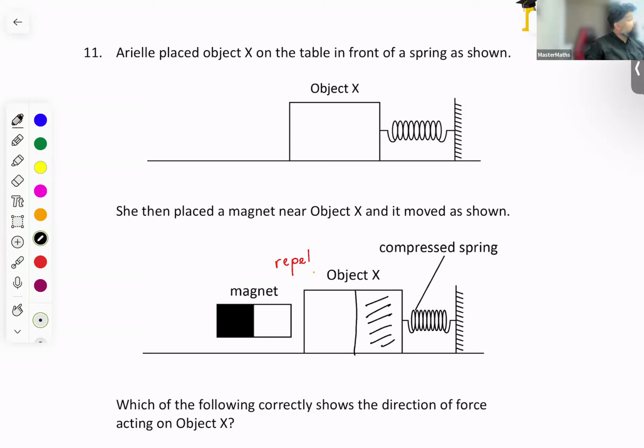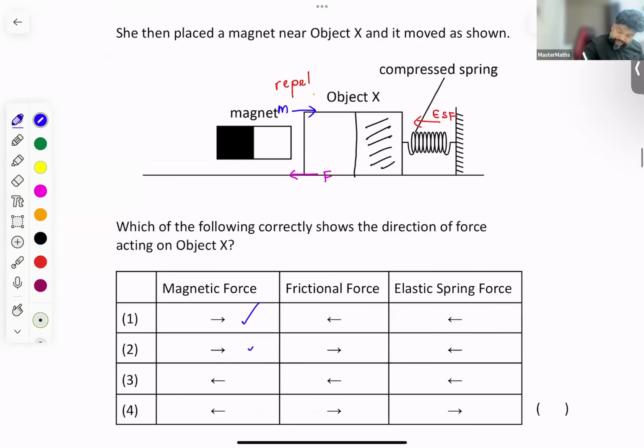Okay. Do we understand? So the magnet is pushing it that way, so it's moving in that direction. Friction is in this way. Friction opposes motion. And remember, when the spring is compressed, it wants to return to its original length. So this is elastic spring force. Magnetic force is in that direction. Frictional force is in the forward direction. Elastic spring force is away. It is option number 1.